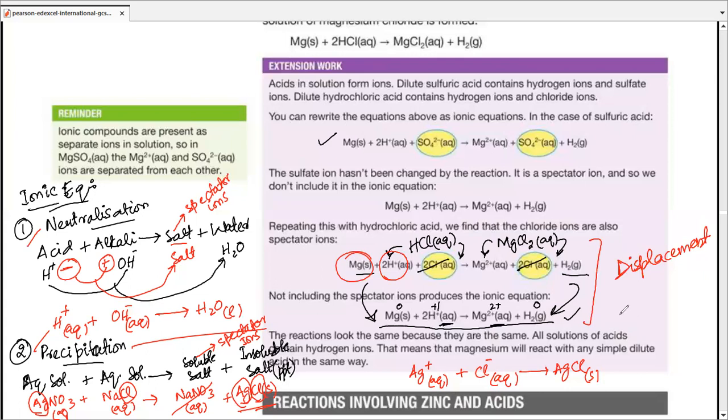Are we good? Yeah. Can you give me another question to try? Sure. Let's try. I'm going to give you a couple actually, because I've summarized neutralization and precipitation for you. So let me give you a neutralization question and a precipitation question.